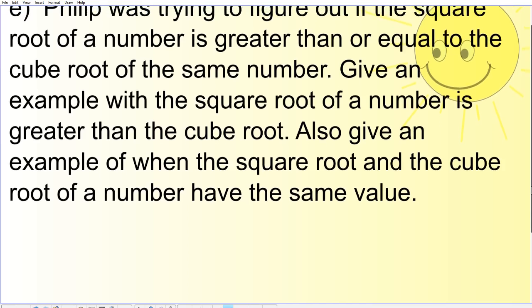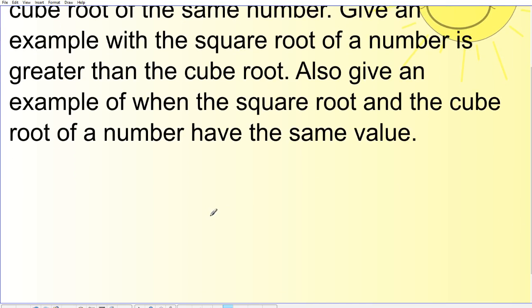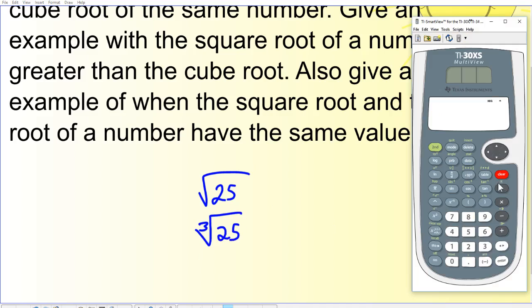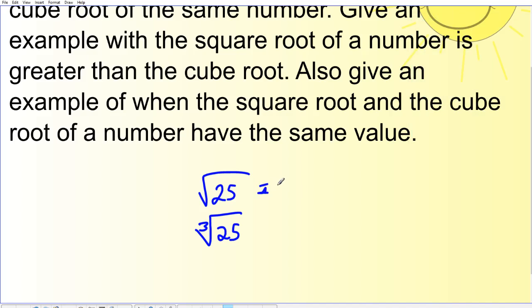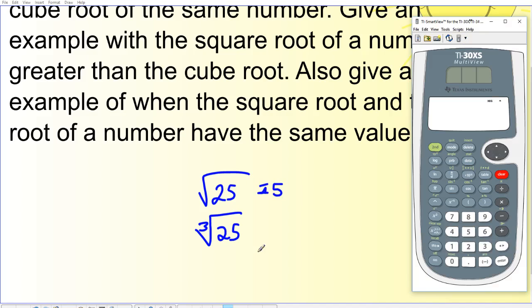Okay. So I guess I'm just going to pick a number. Say 25. I'm going to take the square root of it. I'm going to take the cube root of it. See what happens. So if I take the square root of 25, actually I know that one. Square root of 25 is going to be equal to 5. That's a perfect square. The cube root of 25, 3 second caret, is 2.92.